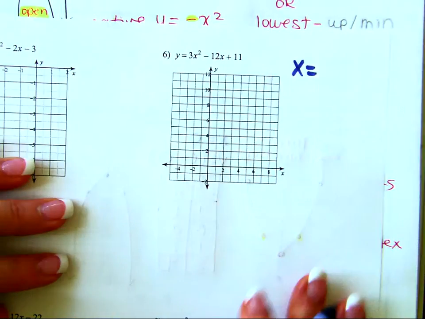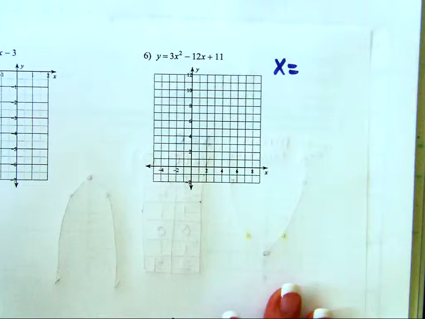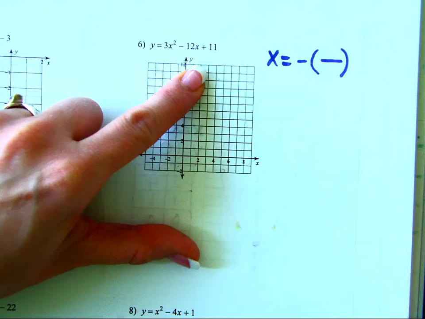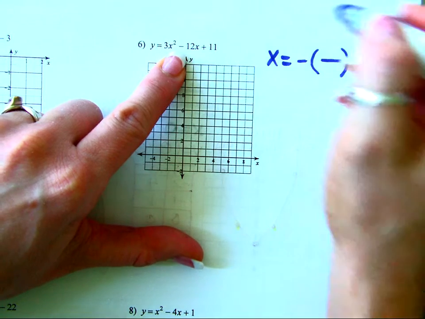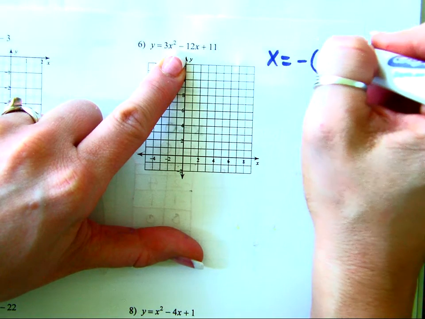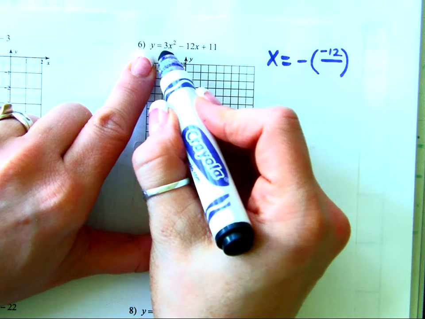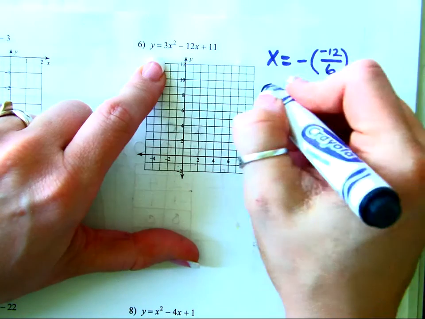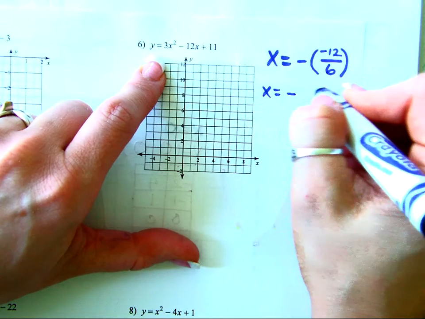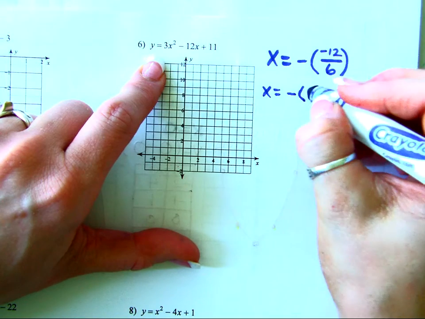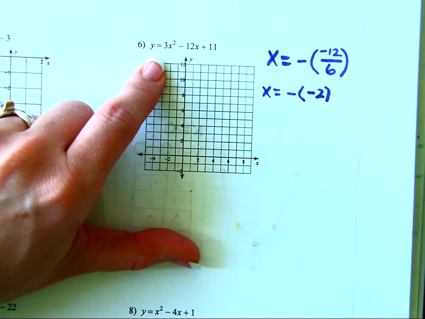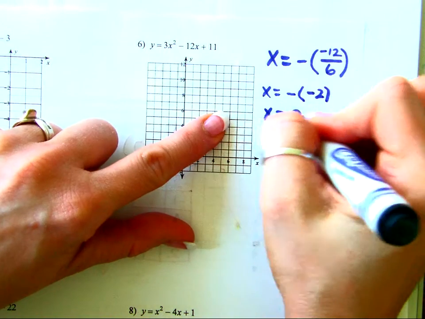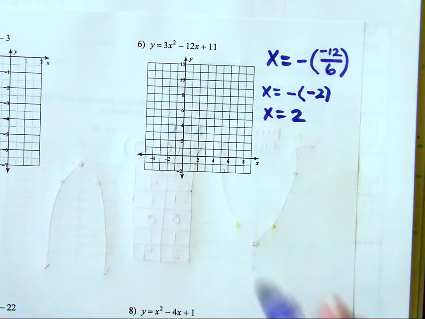Ready? So, the opposite of B over 2A. What is B? -12. What is 2 times A if A is 3? 6. I'm glad this happened, because now I want the opposite of -2, which is +2. Do you see how that all worked out? Draw your axis of symmetry.